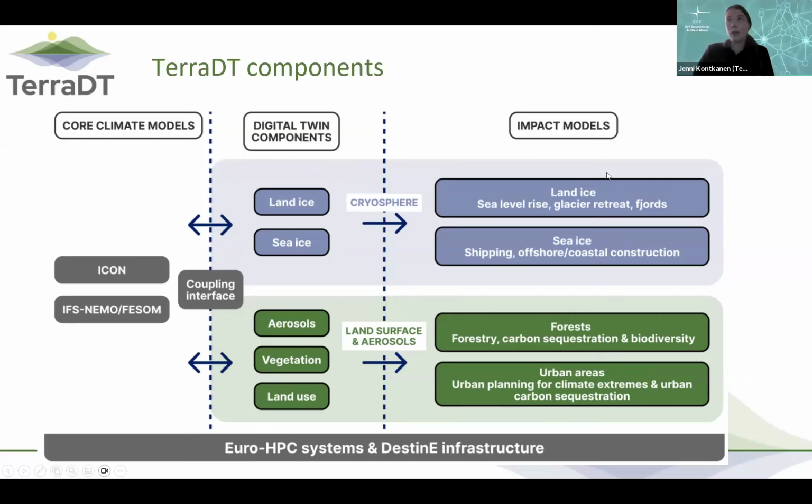So the topics on which the impact models will provide this information include sea level rise, glacier retreats, shipping, offshore and coastal construction, as well as forestry, carbon sequestration and biodiversity in the forest, and also urban planning for climate extremes and urban carbon sequestration.